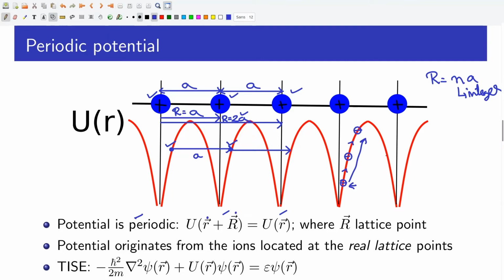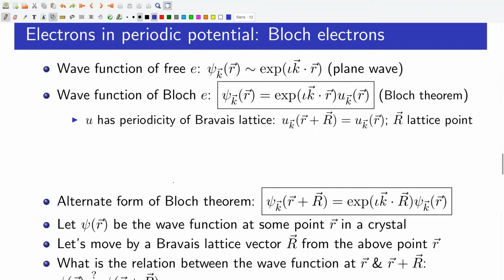We have to solve the time-independent Schrodinger equation for a periodic potential U of r. We have some experience of solving the time-independent Schrodinger equation for some given potential like harmonic potential. But solving for a periodic potential is more complicated than solving for a harmonic potential. For solving the time-independent Schrodinger equation in a periodic potential, we need to learn Bloch theorem. This theorem is so important that electrons in a periodic potential are referred to as Bloch electrons. I shall not try to prove the theorem, but just explain its consequences.